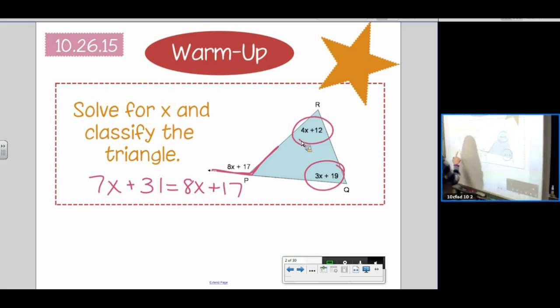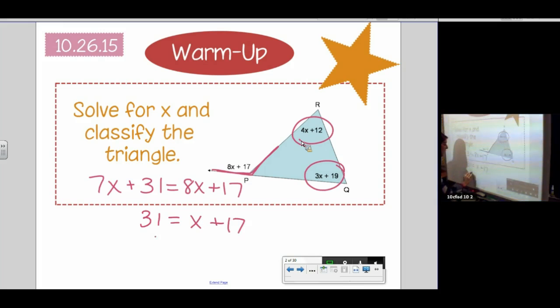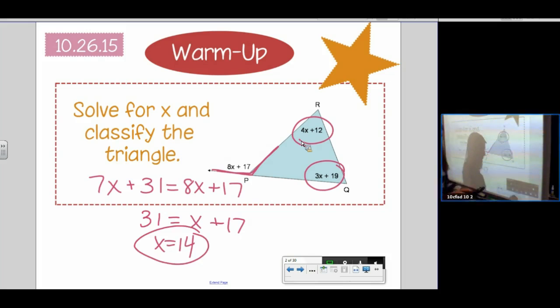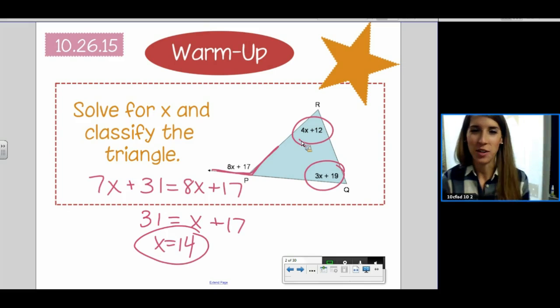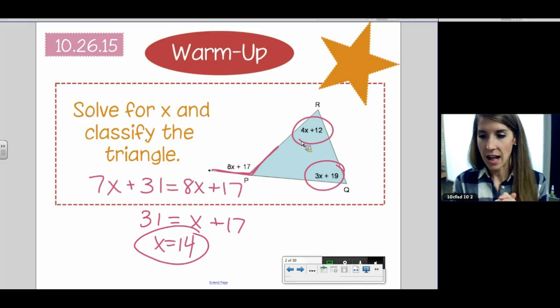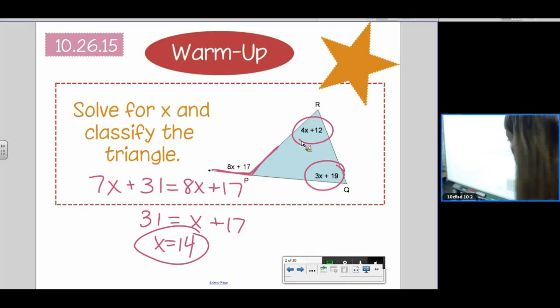So this is quite easy. When we move the 7x over, we have 31 equals just plain old x plus 17. We take away 17, and x is 14. Now, it asks us to do something additional. Solve for x and classify the triangle. So we're going to need to plug x back in and find those angle measures. 4 times 14 plus 12.